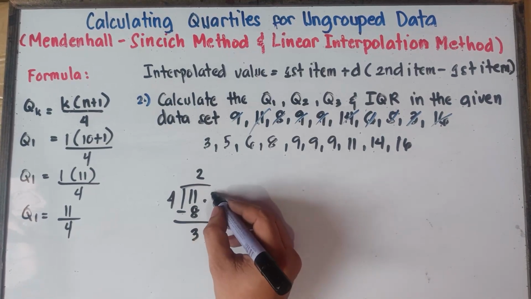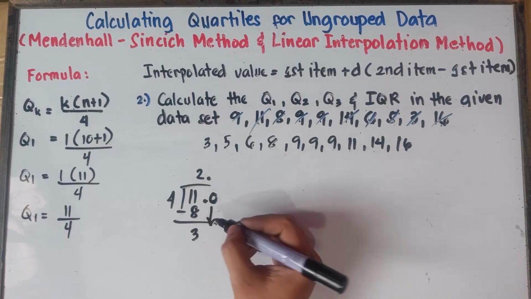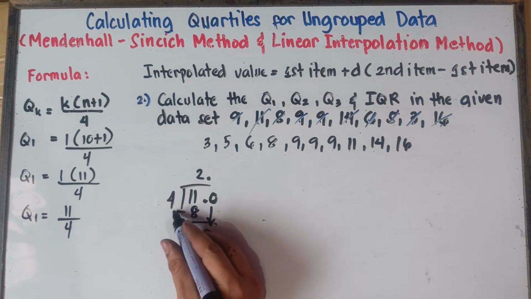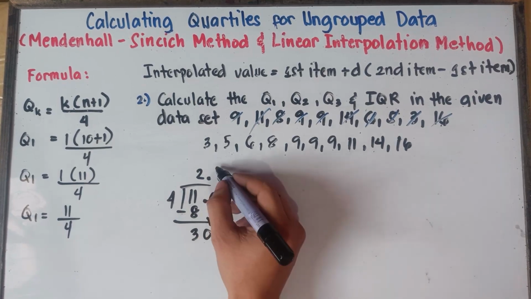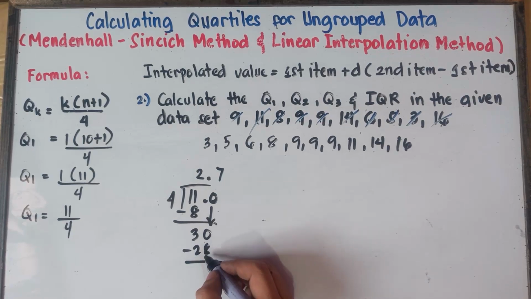So we need to add another 0. You put a decimal on the top. You bring down 0, so 30 divided by 4. What's the answer, class? That's correct. That would be 7. 7 times 4 is 28. Subtract. So 30 minus 28, that would be 2.